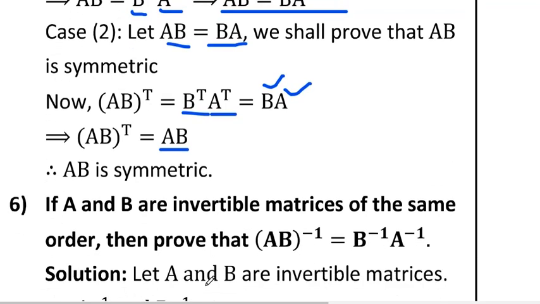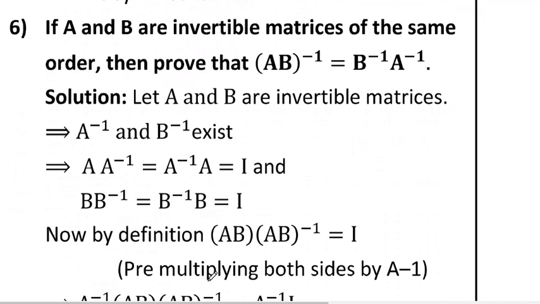Let us come to the third important question that was asked in the previous exam. If A and B are invertible matrices of the same order, then prove that AB inverse is equal to B inverse into A inverse. And to show this, let us assume that A and B are invertible matrices. It is given that A and B are invertible matrices.